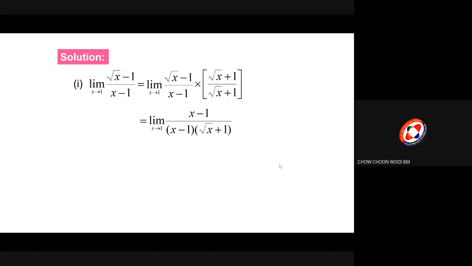So this one. Okay, if you expand it, square root of x multiplied by square root of x, which is x. Square root of x multiplied by 1 is square root of x. Minus 1 multiplied by square root of x is negative square root of x. So dia hilang. Negative 1 multiplied by 1, which is negative 1. So the numerator we obtain x minus 1.